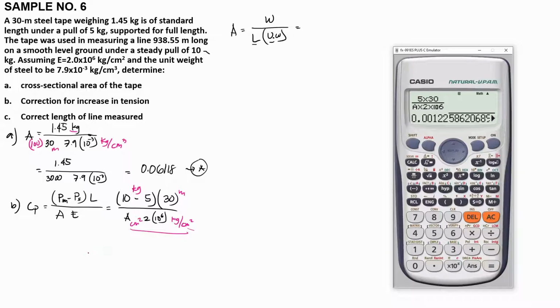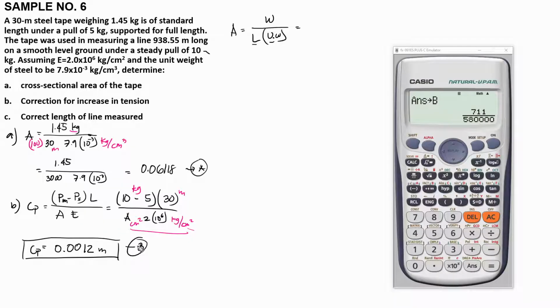So, yun. The correction due to pull. Kasi syempre, di ba, parang humahaba siya in a sense. So, CP is 0.0012 meters. So, basically, ganun lang naman yung ilalagay natin sa kanya. So, store ko na lang din to ulit kay B para malinaw siya. So, in-store ko to kay B, yung buong sagot niya. So, yun na yung correction for increase in tension.